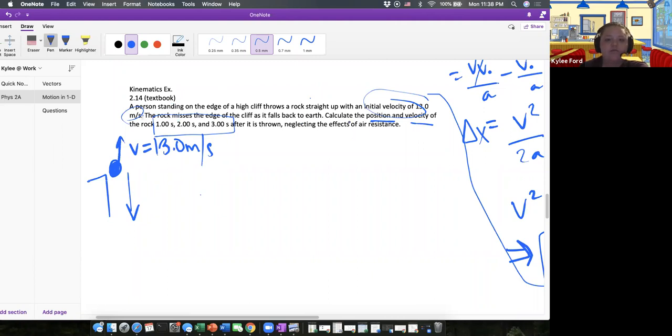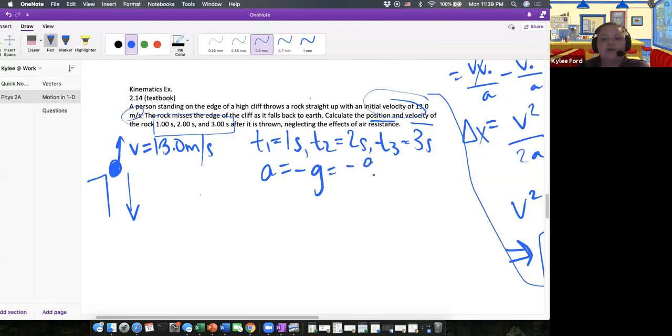All right, we want to calculate the position and the velocity of the rock. So we have T1 equals 1 second, T2 equals 2 seconds, and T3 equals 3 seconds. We're neglecting air resistance like we do a lot of times in physics. We are on Earth, so we are going to say that our acceleration is due to gravity. It's going to be minus g, which we know as 9.8 meters per second squared.